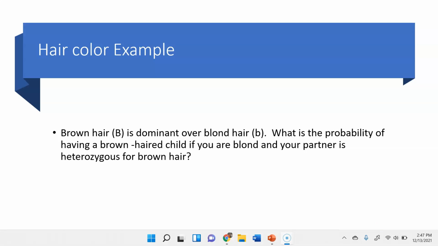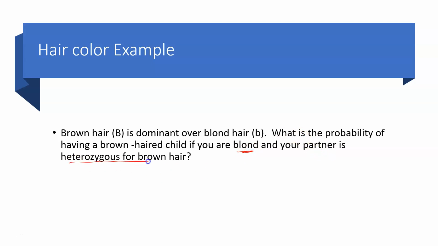So in this scenario, it's a classic dominant recessive trait. So brown hair is dominant over blonde hair. What is the probability of having a brown hair child if you are blonde, okay, and your partner is heterozygous for brown hair? So what we're going to do is we're going to figure out first what your parents are, right?